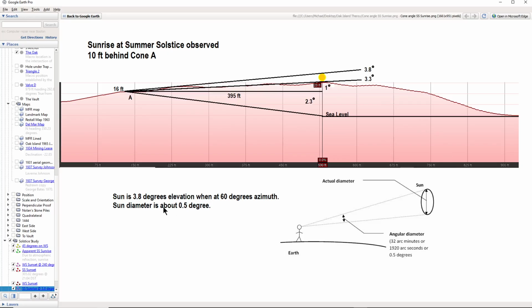Now the sun has a diameter of about 1/2 of a degree. And here's something from, I think, Wikipedia that shows that it's pretty much known that the diameter of the sun disk is 1/2 a degree. So therefore, when the sun rises on the summer solstice, it will be visible above this 23-foot hill right here at a full disk at 3.8 degrees.